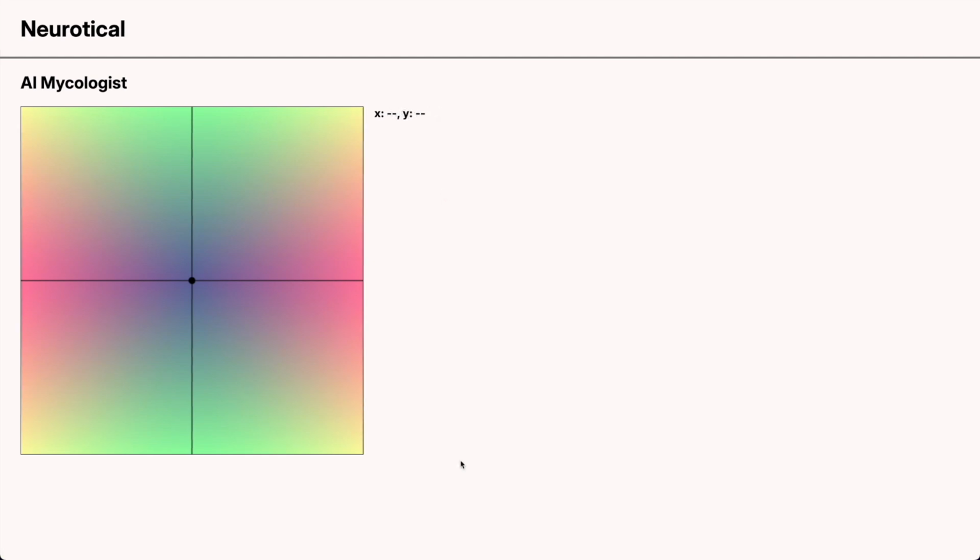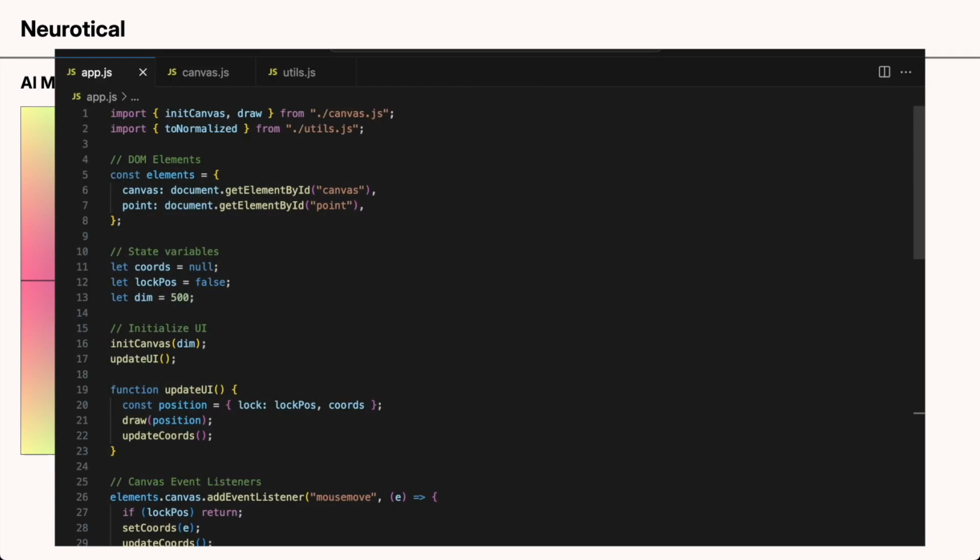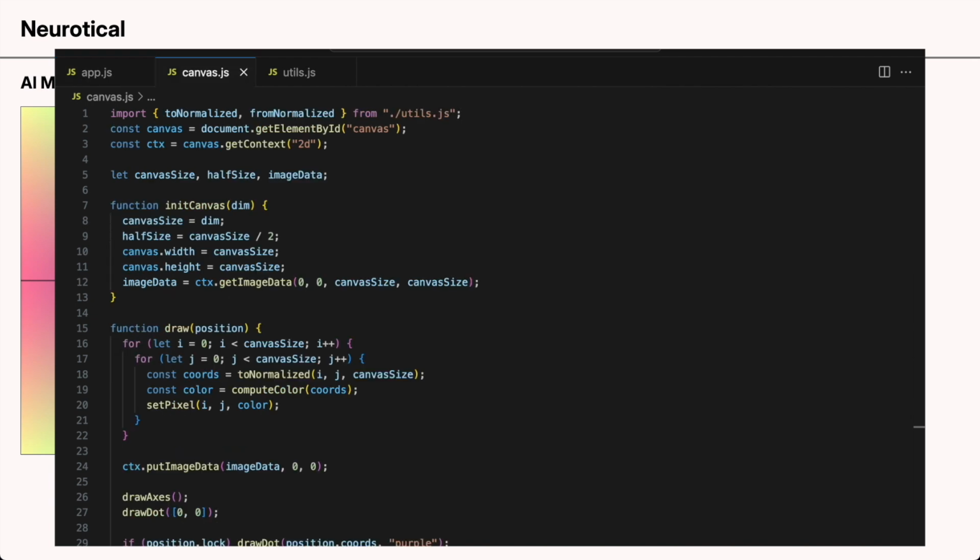Here we've normalized the coordinates. The x and y values range from -1 to 1. Normalization is important in machine learning because it keeps input values within a consistent range. This helps the model learn more efficiently by preventing any one feature from dominating due to scale. We've added a new state variable, and we're using it to help initialize the canvas. We also have some helper functions to handle the normalization for us.